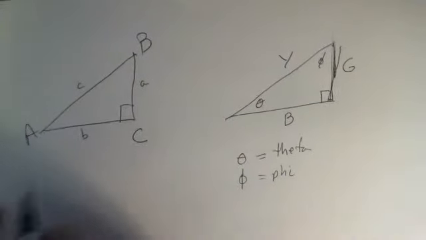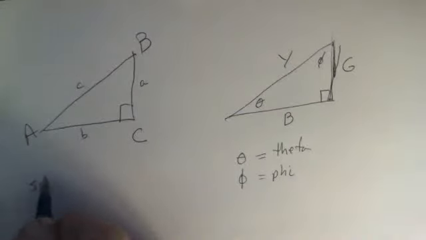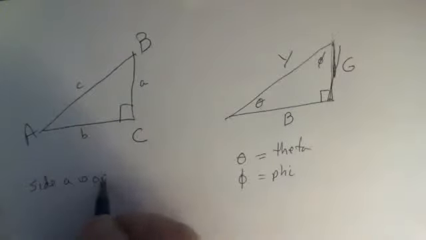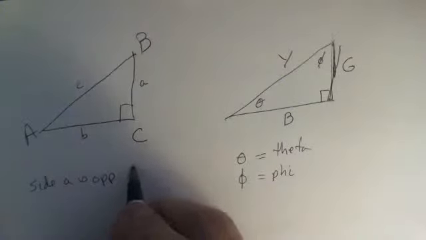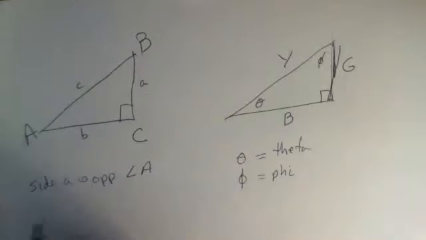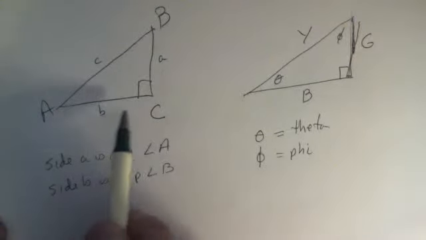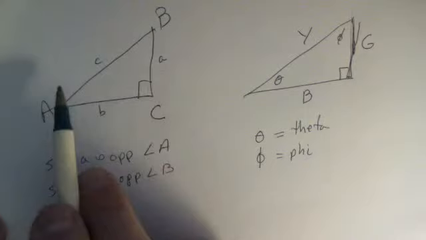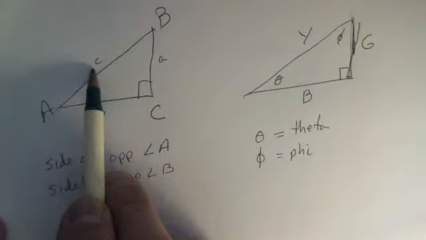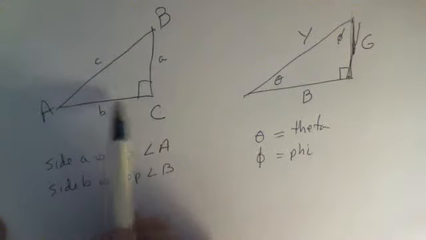So side A is opposite angle A. Side B is opposite angle B. That's what we talk about when we say opposite. Now adjacent is one of the two sides that form the angle. Since this is always the hypotenuse, you're either looking at A or B.